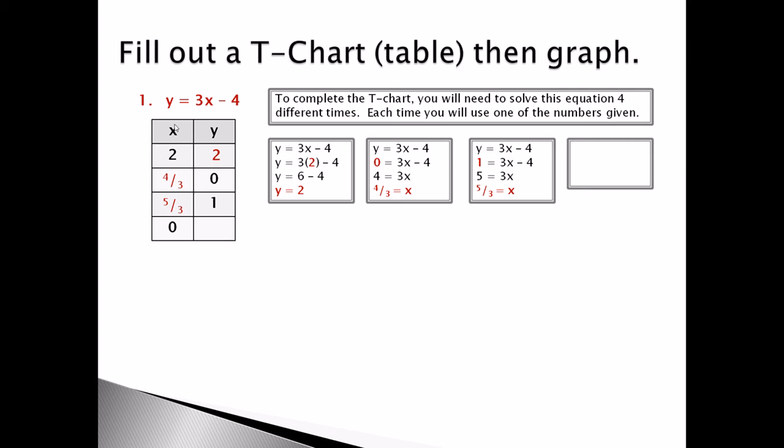Our next value is a 0 for x. I love it when we substitute 0 for x. 3 times 0 is 0. So y equals negative 4.